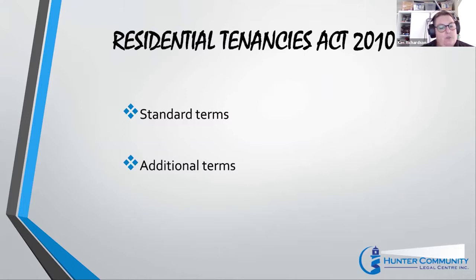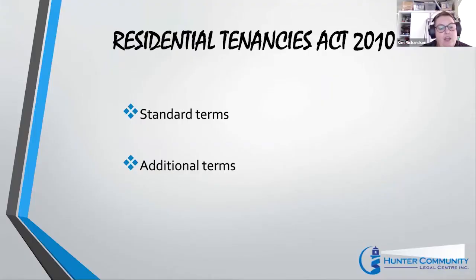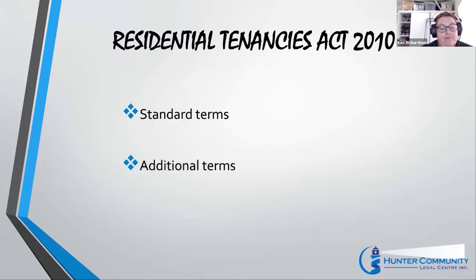The Residential Tenancies Act says that landlords must use the standard terms that are set out in the Residential Tenancies Regulation 2019. The terms of the standard residential tenancy agreement cannot be varied. If you do not carry out the responsibilities that are set out in the residential tenancies regulation, you can be said to have breached that term of the agreement.